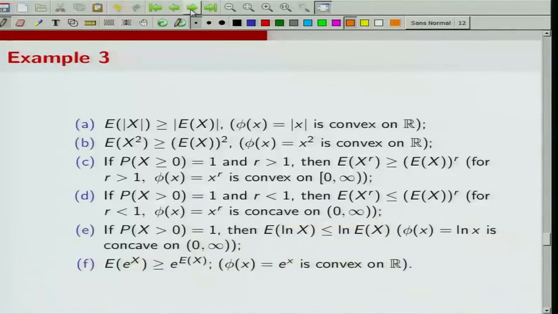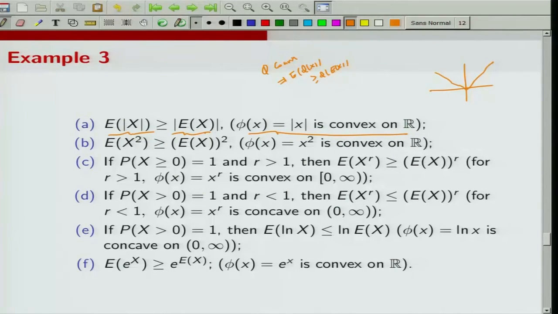So in case of concavity, the inequality would be reversed. Let us consider some examples. What I have proved is that phi convex implies the expected value of phi X is greater than or equal to phi of the expected value of X. Let us look at phi x equal to mod x. The mod x graph looks like this. So this is clearly convex. So the expected value of phi of X, which is equal to mod of X, would be greater than or equal to phi of the expected value of X, which is the same as mod of the expected value of X.